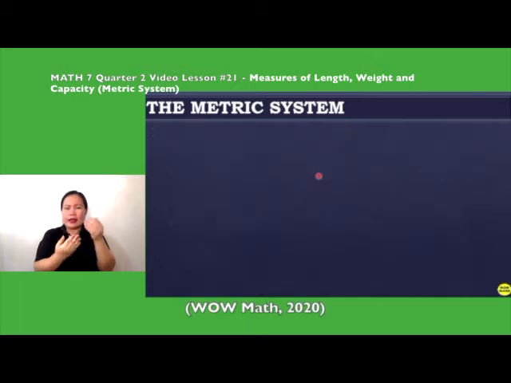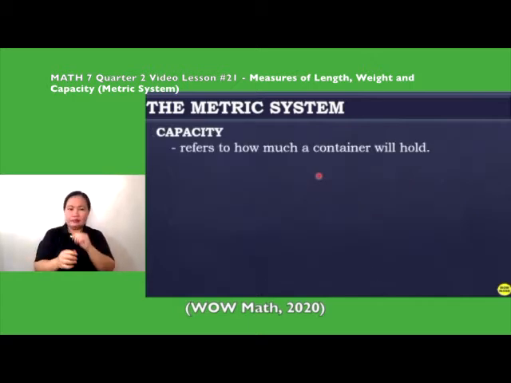Okay. And the last one is the capacity. So, it refers to how much a container will hold. Gaano karami, for example, yung bottled water, gaano karaming tubig ang kakasya doon. So, yun po yung capacity. It refers to how much a container will hold. Okay. And this is different to the volume.